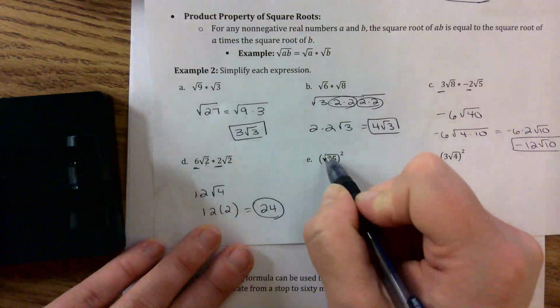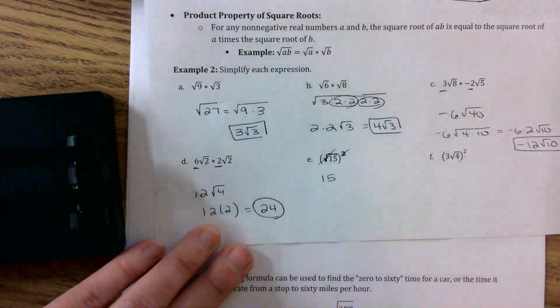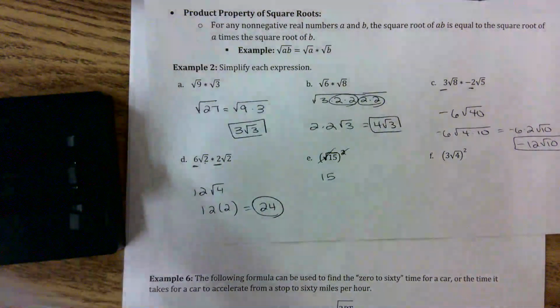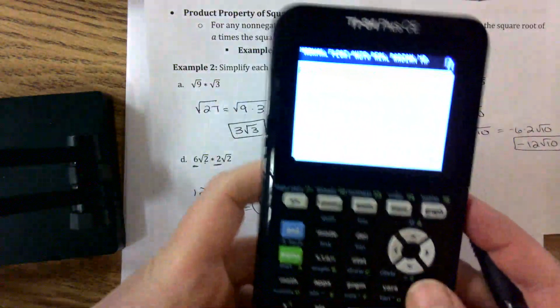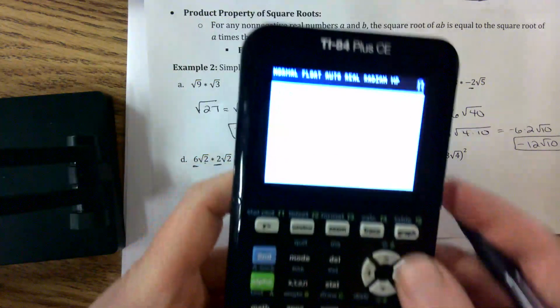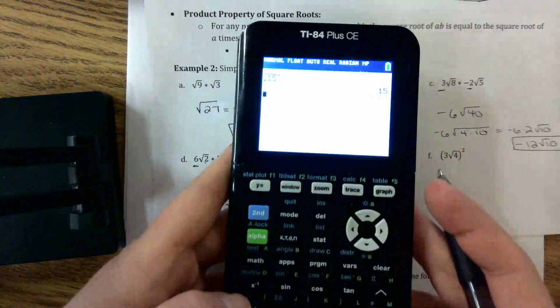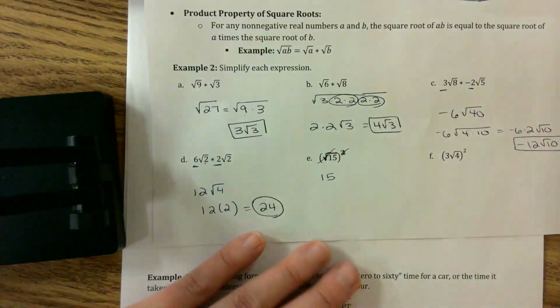Here, I am taking a square root and squaring. They cancel each other out, and my answer is 15. You could even try it in the calculator. Take the square root of 15, and then you square that. Okay, they just undo each other.